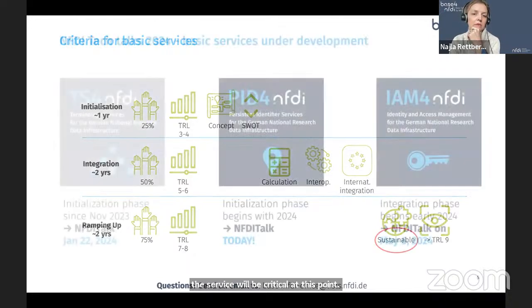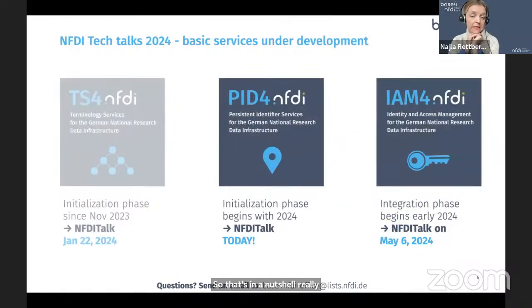So that's in a nutshell really what BASE does. It's a very quick overview. We're happy to discuss anything further. This is part of, as was said at the beginning, 3 talks, because these are the services we have at the moment. Terminology service is in initialization stage, and so is PID. That's the talk today. IAM is in integration stage, and you can hear more about that on May the 6th.